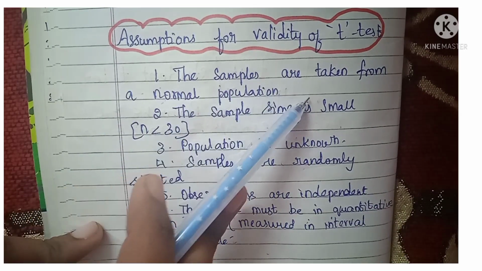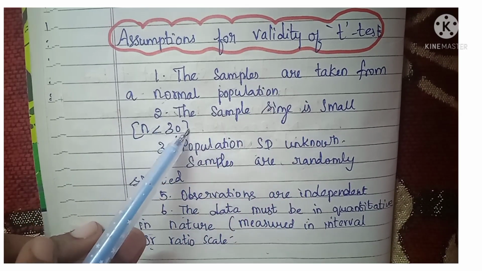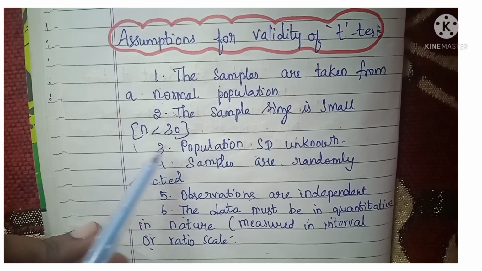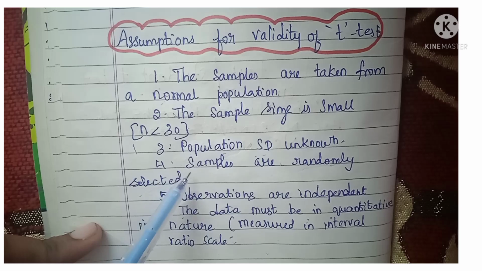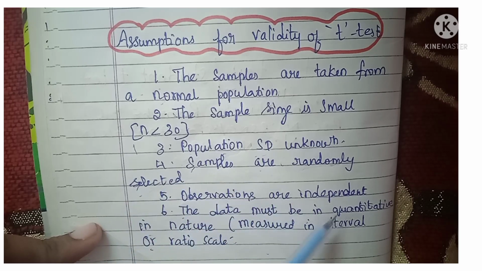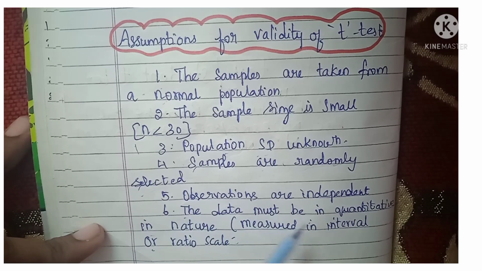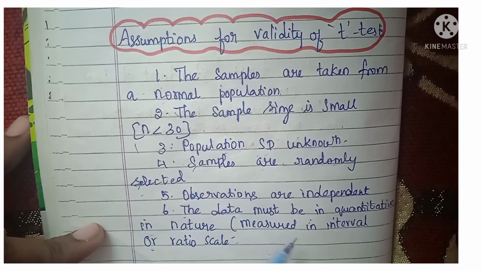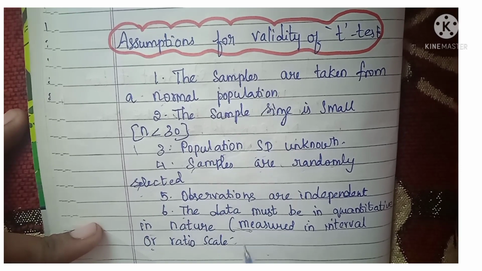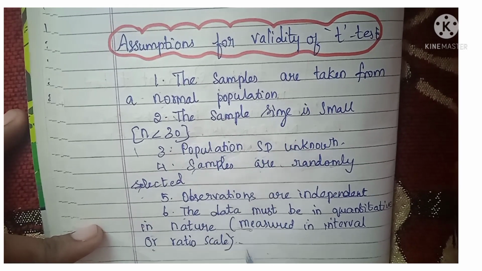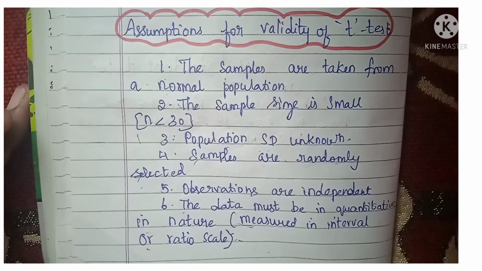The samples are taken from a normal population. The sample size is small, that is n is less than 30. Population standard deviation is unknown. Samples are randomly selected. Observations are independent. The data must be quantitative in nature, that is it can be measured either in interval or in ratio scale. So these are some of the basic assumptions for t-test.